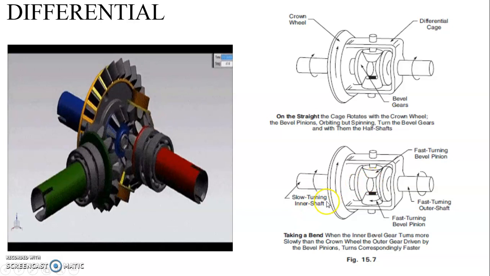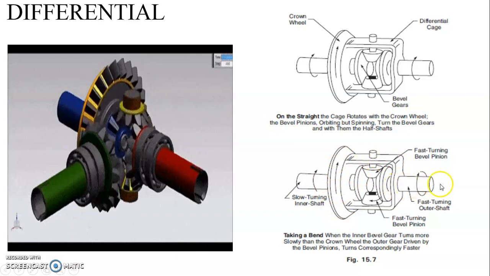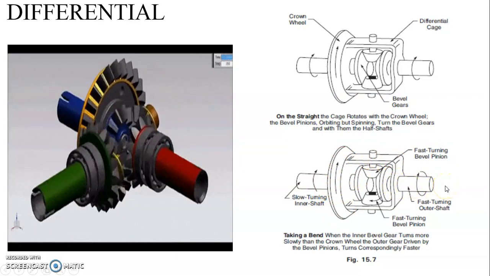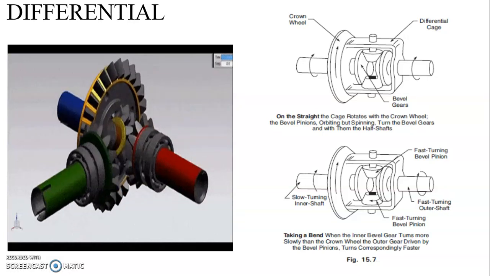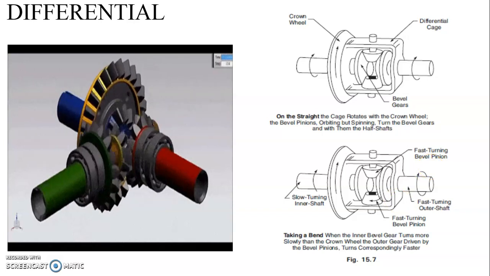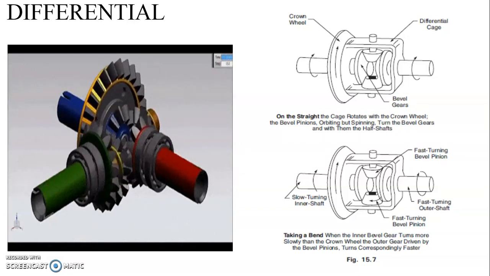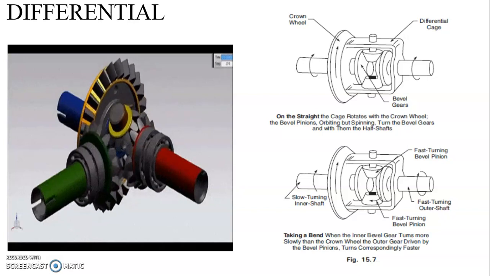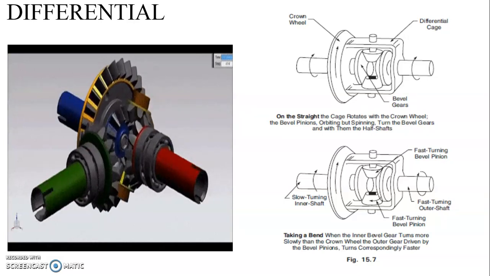Okay, and when the vehicle is moving in a straight path, the same speed or the same power transmitted to the crown gear will be transmitted to both the half axles. Okay, but when the vehicle is turning, at that point the inner wheel has to travel less distance as compared to the outer wheel or outer shaft. Okay, so the outer shaft requires more power.